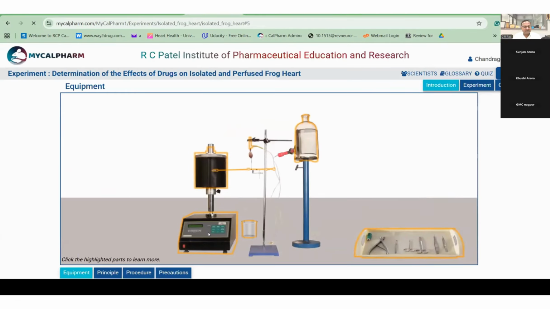Madam, is this experiment visible? Kunjan, madam? Kunjan, please confirm whether this is visible to you? Yes, sir, it is visible, sir.